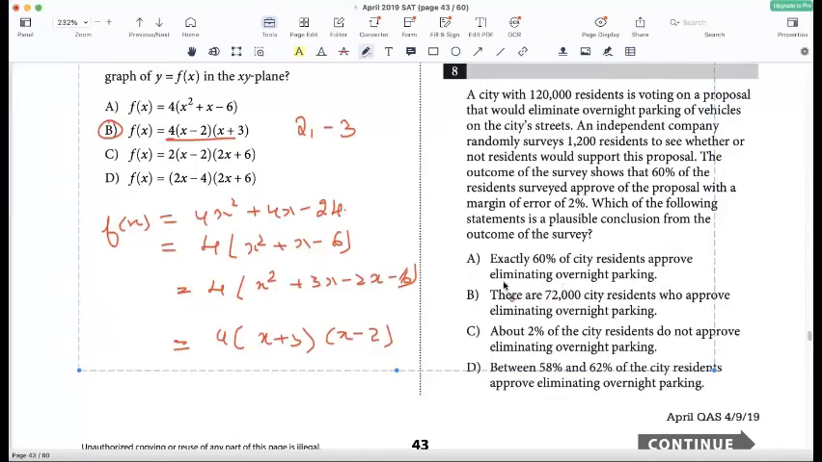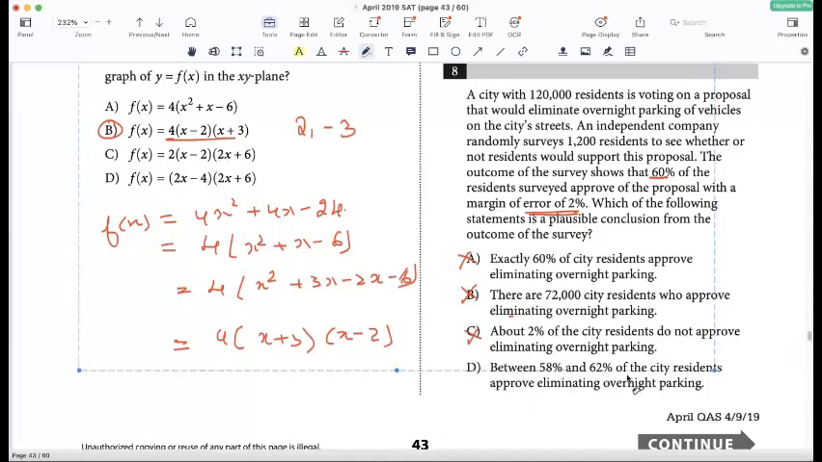Exactly 60% of the city residents? No, we have a margin of error, so it's not A. There are 72,000 city residents who approve. No, 72,000 is just 60% of 120,000, so this is wrong. About 2% of the city residents do not approve. No, this is the margin of error. It's not about those who do not approve.